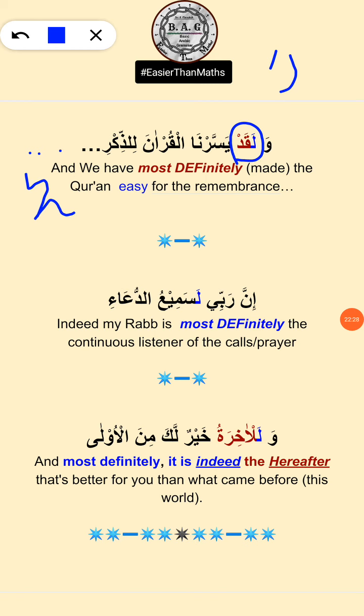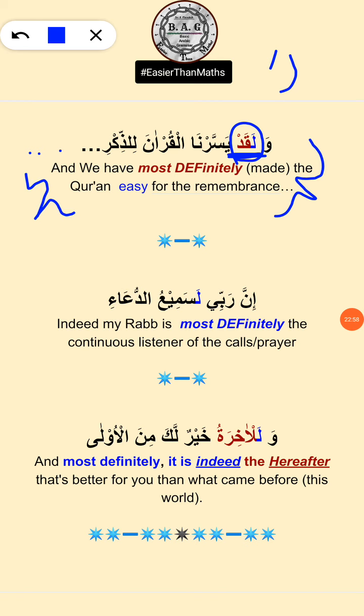All right, similarly, laqad has two kinds of stresses on it. So qad itself has stress, and then on top of that you've got Laam-e-taakeed as well, so it becomes laqad, and it intensifies the stress that can only be understood and felt. Okay, but I have proposed the translation that, and we have most definitely made the Quran easy for remembrance. Okay, I hope this helps.